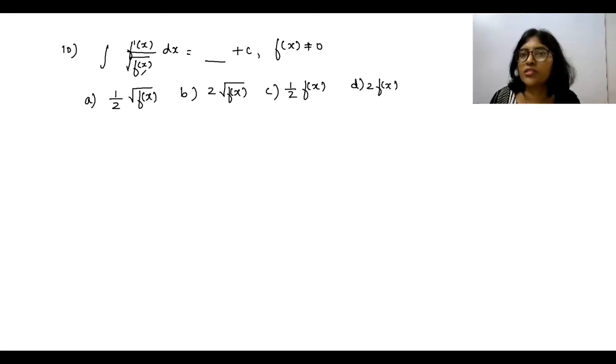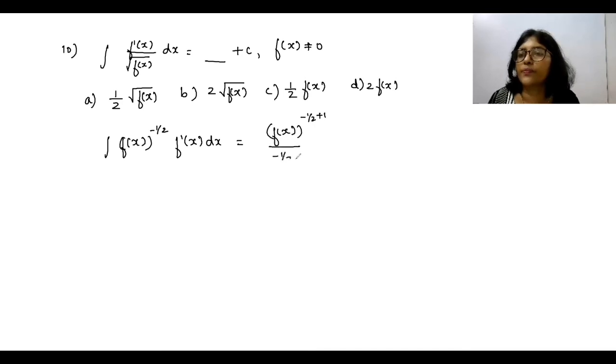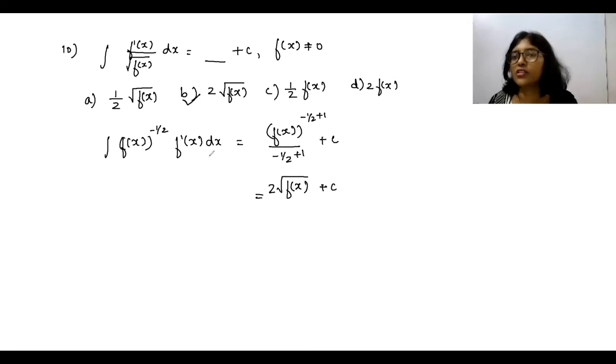Okay, so now to question 10, which is f dash x upon root fx. This is a direct formula. We'll just write it like root fx. If we write in the numerator, it is fx raised to minus half into f dash x. So going with the formula, it is fx raised to minus half plus 1 upon minus half plus 1. That makes it root fx upon half, which you can write as 2 root fx. That's the direct formula which we have been using in the previous questions. These questions are from the Gujcet papers.